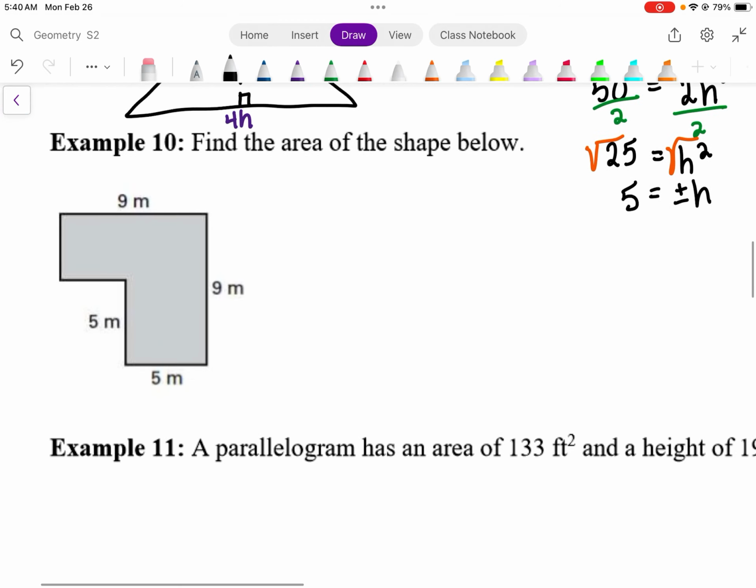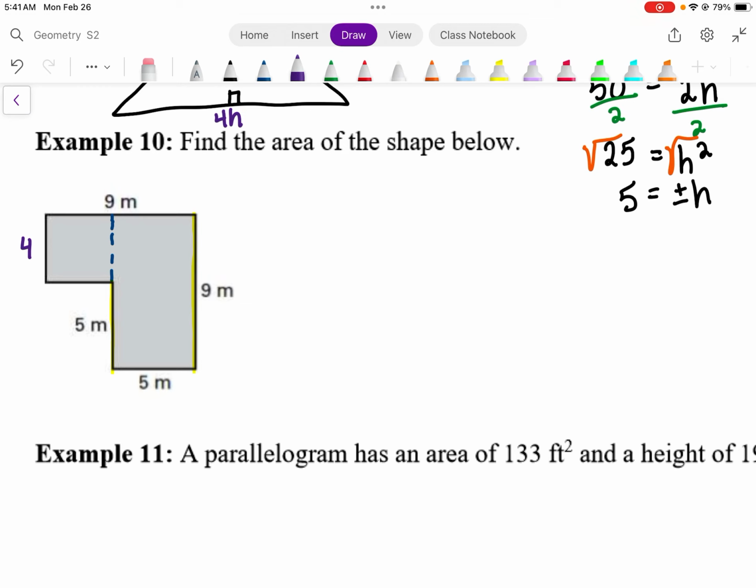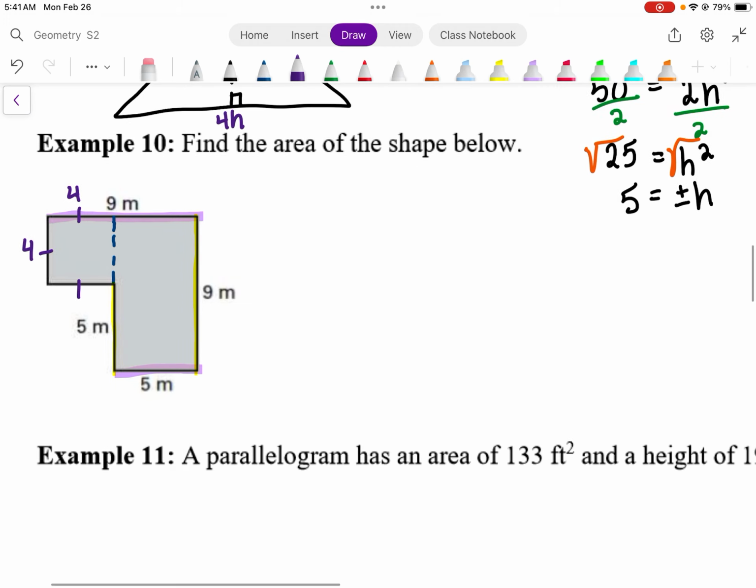Okay, for example 10, this shape is not one of our formulas, but you can break it up into pieces that would be a part of our formula. So we have a square because the entire height is 9 and this part is 5, which leaves this last part to be 4. And then same thing going the other direction, the whole length is 9 and this part is 5, leaving this piece here to also be 4.